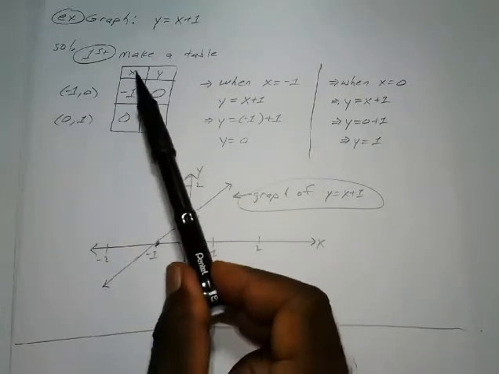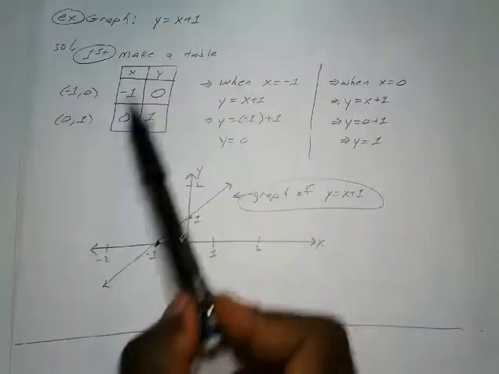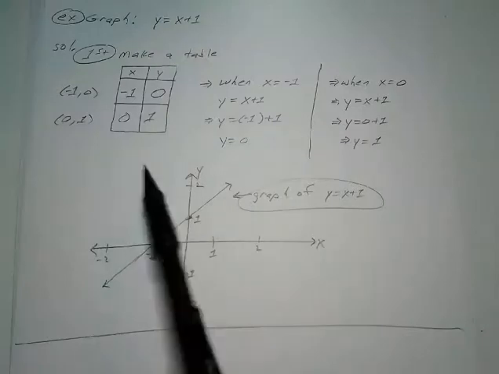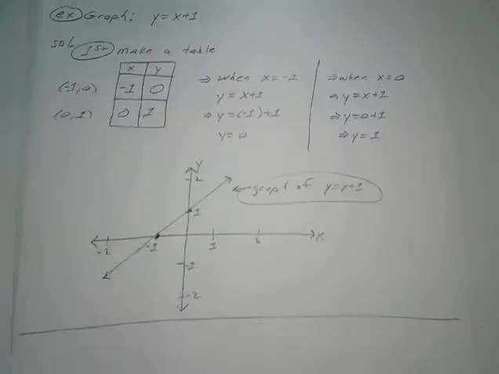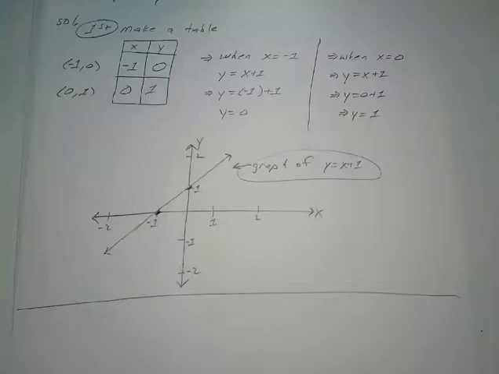If you want to make x equal -1, you get 0. X equals 0 is 1. X equals 1 would make y 2. X equals 2 would make y 3. And it will keep on going forever and ever and ever. Those are all solutions, and all of those will appear on this graph.